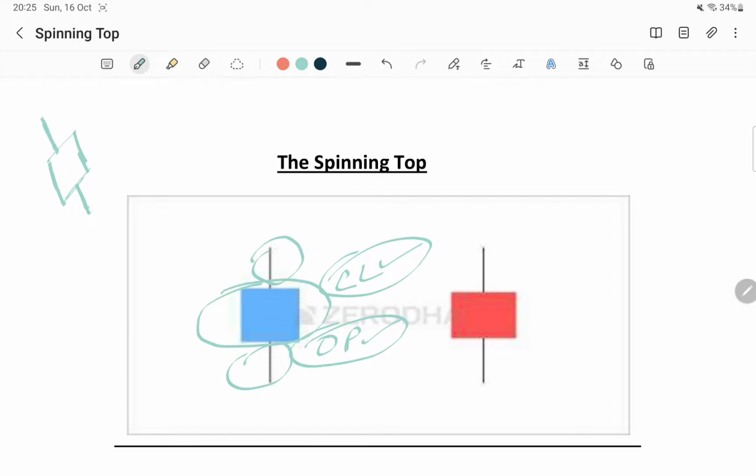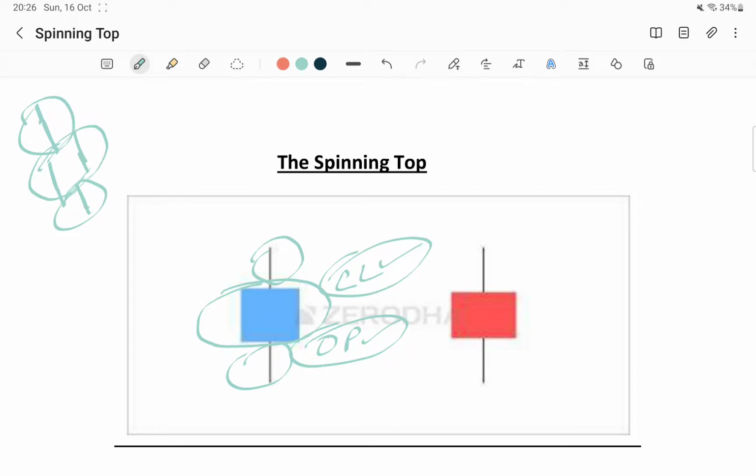Remember one thing: whenever you are trading, that does not mean the upper shadow will always exactly equal the lower shadow. If there is a smaller high or smaller low, you need to adjust accordingly. In the same manner, if the body is slightly larger, you still need to consider it a spinning top.